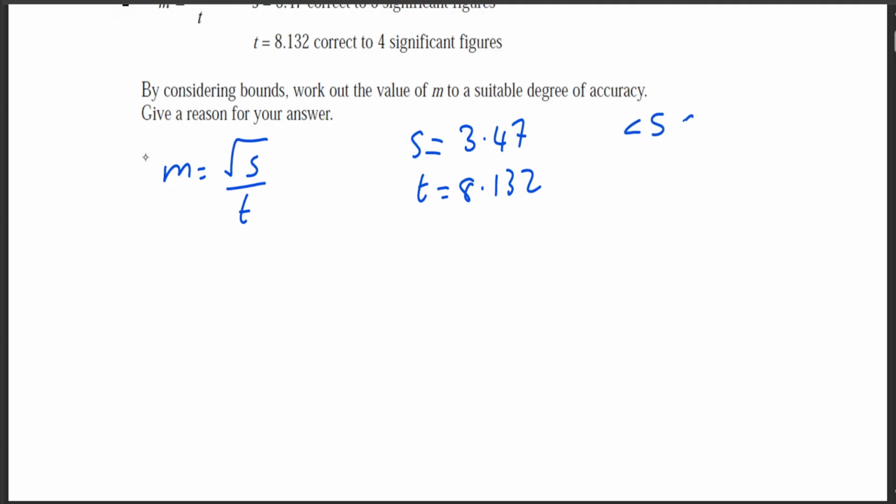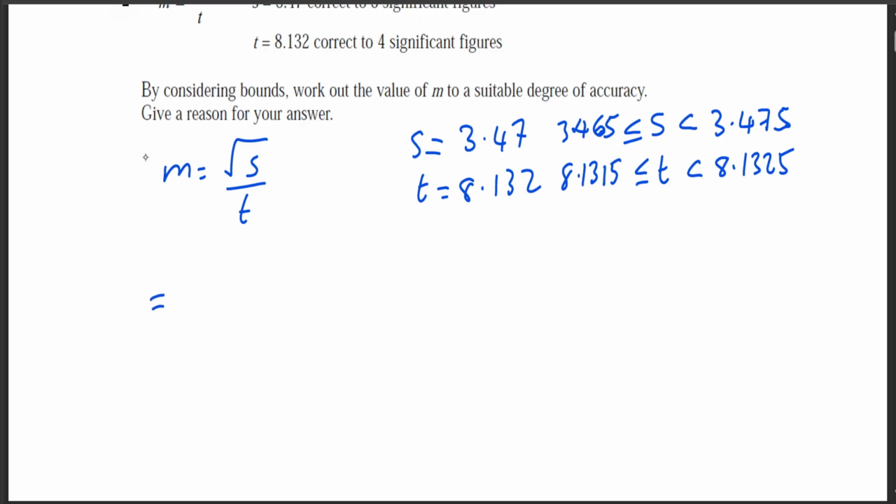So the upper limit for s is 3.475. The lower limit is 3.465. For t, the maximum should be 8.1325 and the minimum is 8.1315. So yeah, that's it.